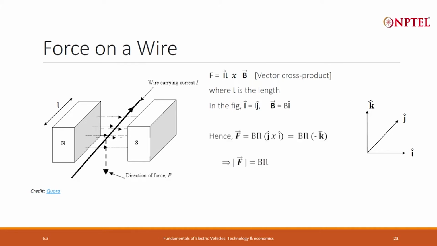will be having a vector representation of j cross i, which is negative k. Its magnitude of course will be B into I into L. So, the magnitude of force is B I L and it is in the negative k direction, which is downwards. So, this is very simple, non confusing way, and we will use vector notation everywhere. We are not going to use all this different fingers pointing in different directions.